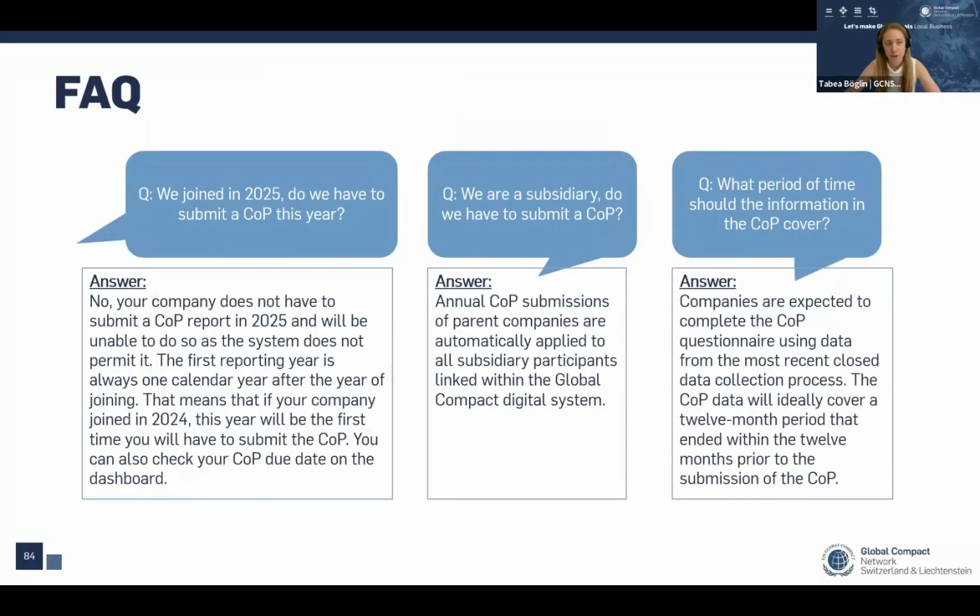Then I would like to go into some quick frequently asked questions that we've received, hopefully answering some of the questions that you have. For example, we joined in 2025. Do we have to submit a COP this year? So I mentioned this previously, if you joined in 2025, you do not have to submit a COP this year. We've also received some questions from companies that joined and would actually like to submit a COP this year. This is unfortunately not possible, so you do have to wait until next year. And related to the private mode, this is only possible if you joined in Q3 and Q4 of 2024.